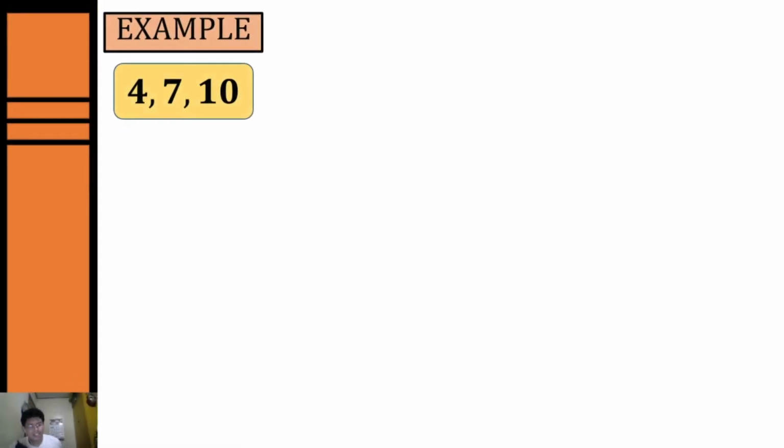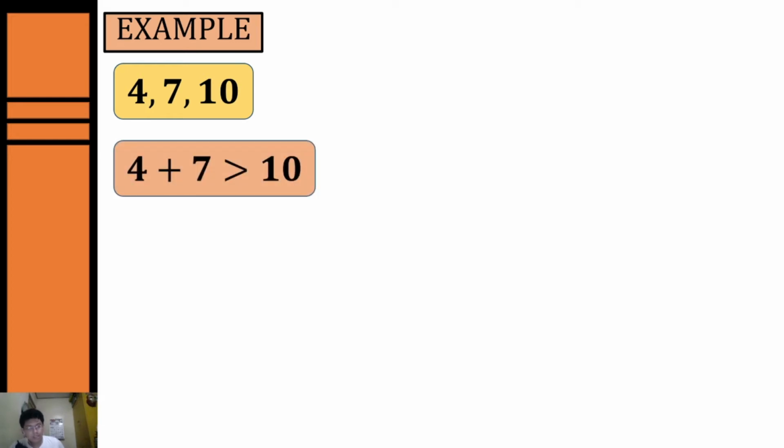Let's have our first example. We're given 4, 7, and 10 as our dimensions of the triangle. Now, to determine if we're going to form a triangle or not, let's apply the triangle inequality theorem. First, let's add 4 and 7. Is it greater than 10? We will have 11 is greater than 10. So it satisfies our inequality.